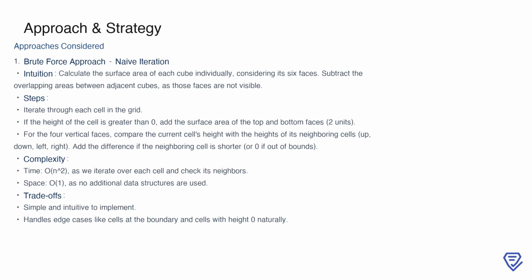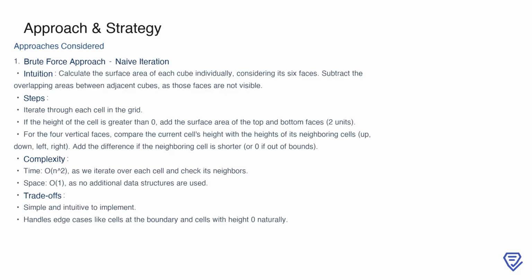When tackling this problem, a brute force approach is a natural starting point. The idea here is to calculate the surface area of each cube one at a time, taking into account its 6 individual faces. To do this, we consider the top and bottom faces, which are always visible if the cube exists, and then analyze the 4 side faces by comparing the cube's height with the heights of its neighbors in the grid. If a neighboring cube is shorter or doesn't exist, we add the difference in height to the total surface area. This method ensures that overlapping areas between adjacent cubes are subtracted, as those faces are hidden from view.